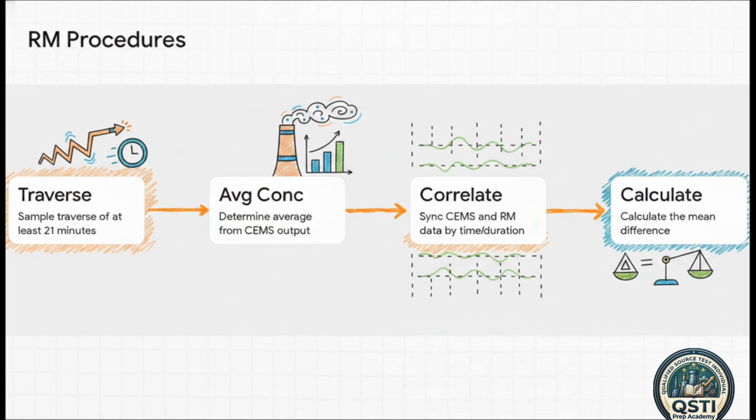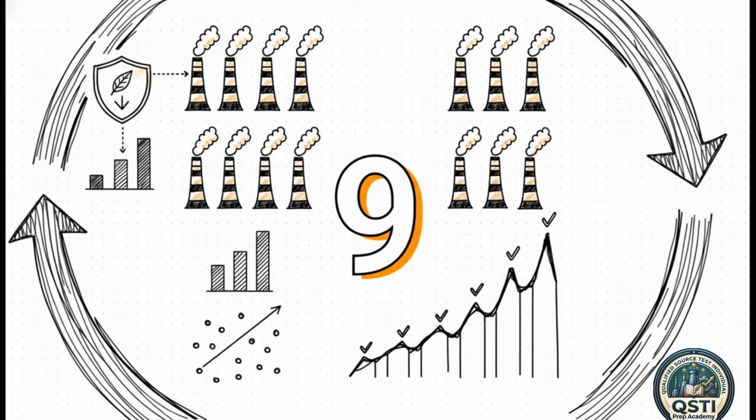It's like perfectly syncing your watch before a heist. Everything has to match up perfectly in time and conditions. And you definitely can't just do this once and call it a day. No way. The EPA mandates a rock-solid minimum of 9 sets of reference method test runs to ensure statistical viability. I mean, 1 or 2 tests could just be a total fluke. 9 starts to build a mathematically undeniable trend.